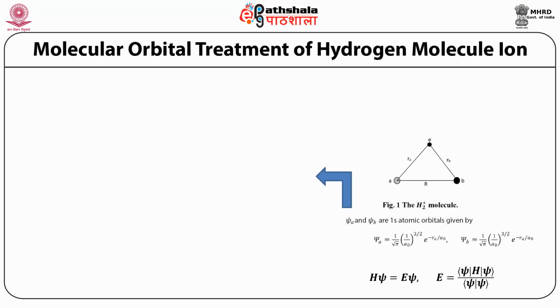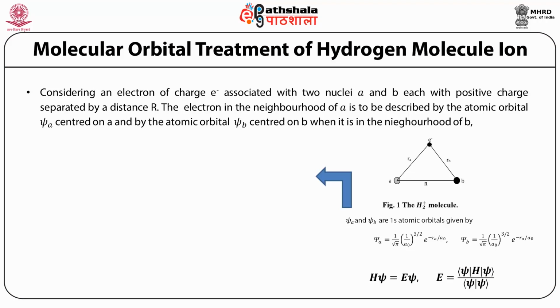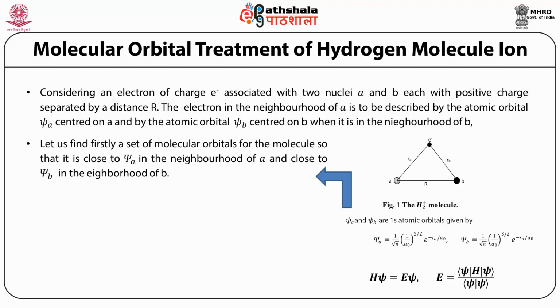Molecular orbital treatment of the hydrogen molecular ion. Consider an electron of charge e associated with two nuclei A and B, each with positive charge, separated by a distance R. The electron in the neighborhood of A is to be described by the atomic orbital psi A centered on A, and by the atomic orbital psi B centered on B when it is in the neighborhood of B. Let us first find a set of molecular orbitals for the molecule so that it is close to psi A in the neighborhood of A and close to psi B in the neighborhood of B.